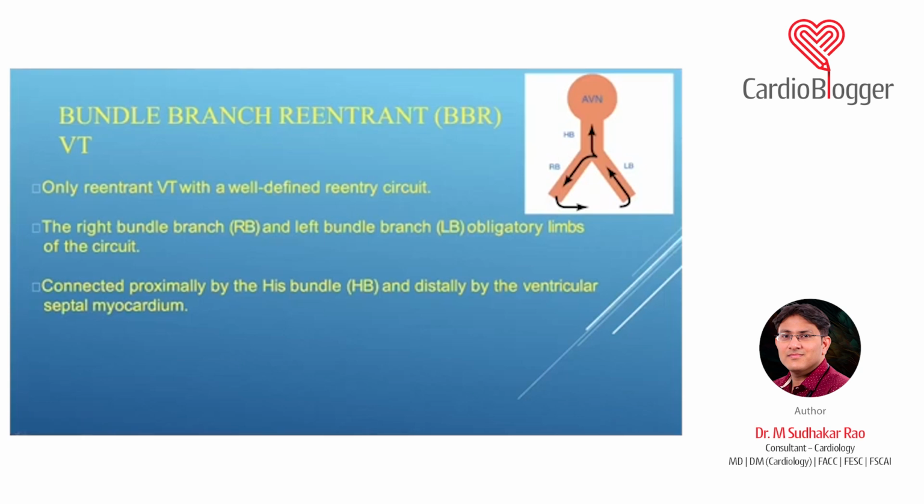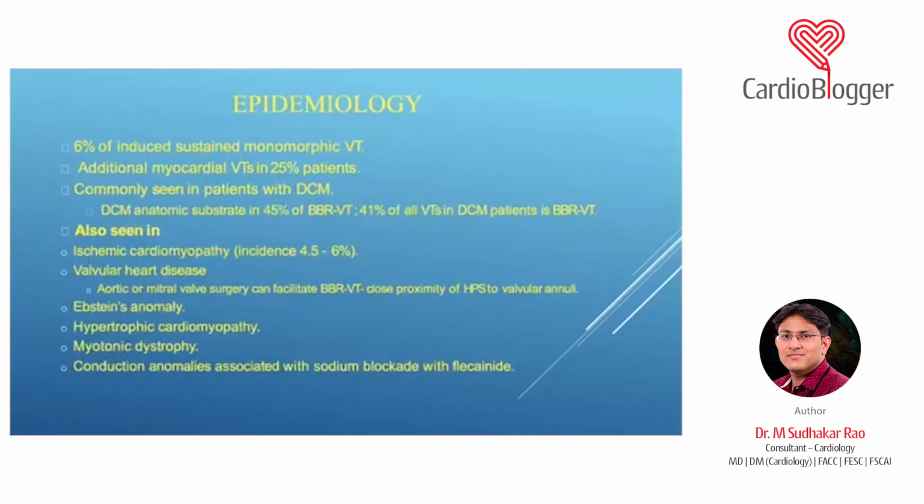Now it is the LBBB morphology which is more common than the RBBB morphology. So if you see 100 monomorphic VTs, only 6% will have a bundle branch re-entry. So it is not that very common. And the other 25% will have a myocardial VT. It is very commonly seen in patients with dilated cardiomyopathy, where 60% will have a myocardial VT, whereas 40% will have a bundle branch re-entry VT.